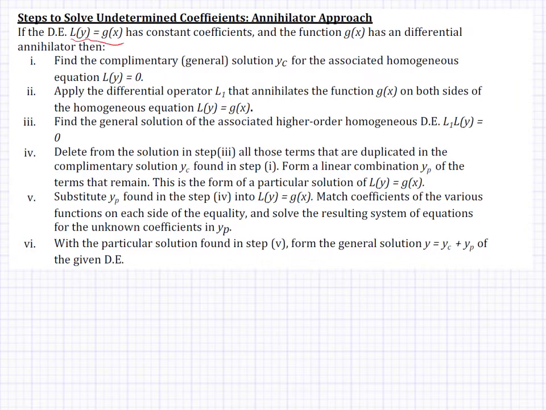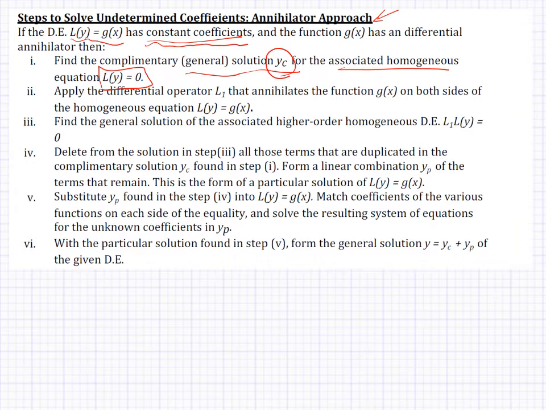Again, the original differential equation has to have constant coefficients in it. The annihilator approach will only work in a constant coefficient linear differential equation. And we use this obviously for the non-homogeneous ones, because we already know how to solve the constant coefficient homogeneous ones. So what we want to do is first find the complementary or general solution to the associated homogeneous. So we take the original differential equation, just set it equal to 0, and solve it. Since it's got constant coefficients, we've already learned how to do that. That'll give us y sub c. That's half of the answer that we're looking for.